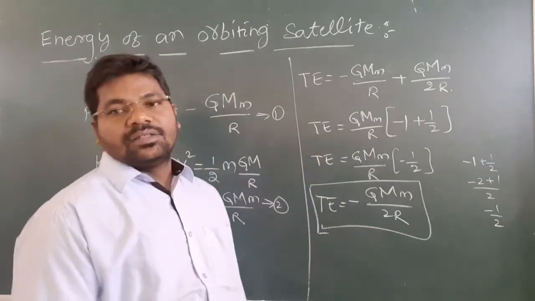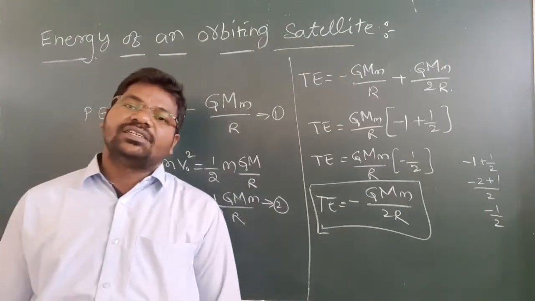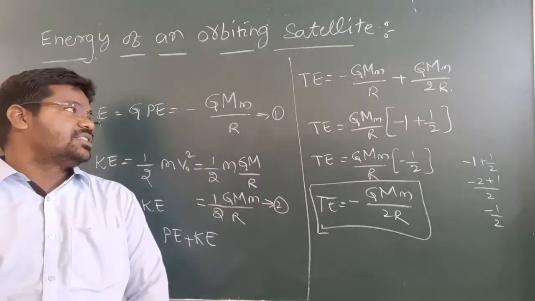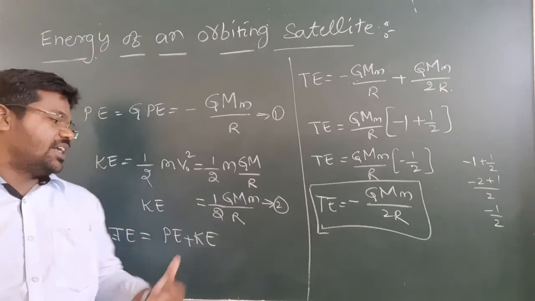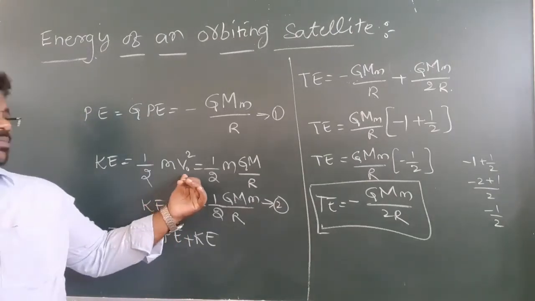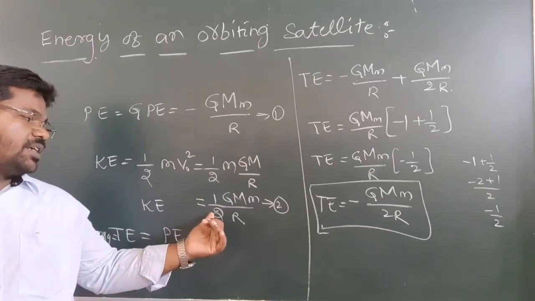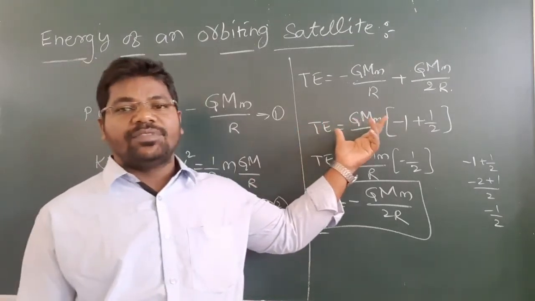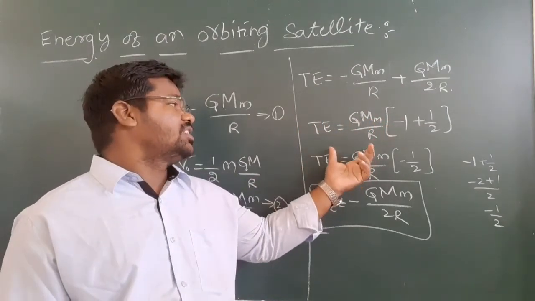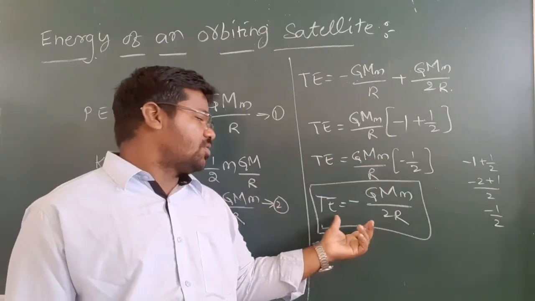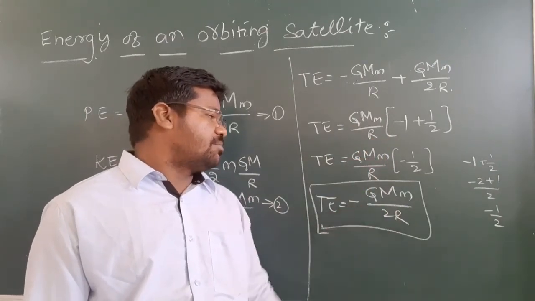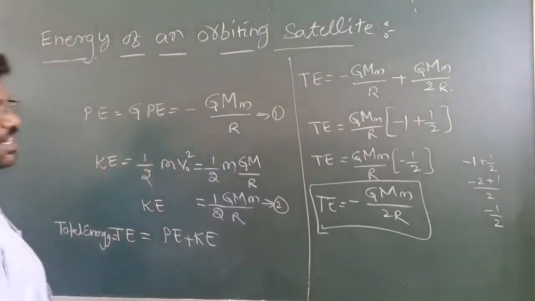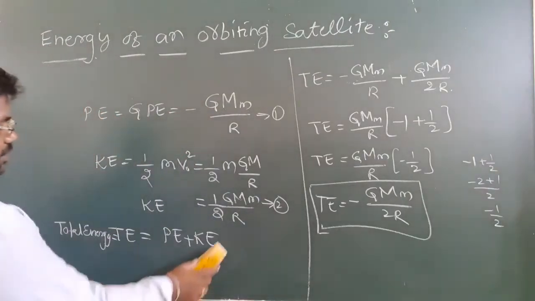Understand, my children? So for the energy of an orbiting satellite, the gravitational potential energy we know from the derivation is minus GMm by R. Then kinetic energy, with the help of orbital velocity, is 1 by 2 GMm by R. Then total energy, the sum of potential and kinetic energy, after calculation is minus GMm by 2R, my dear children.